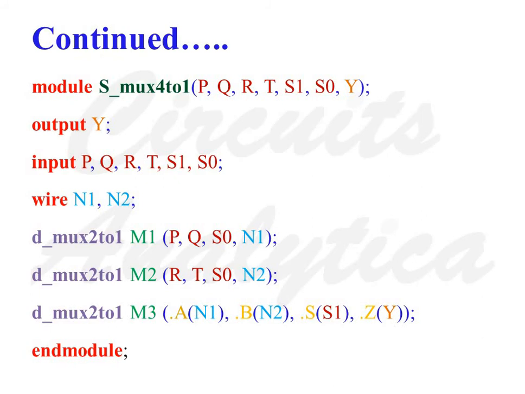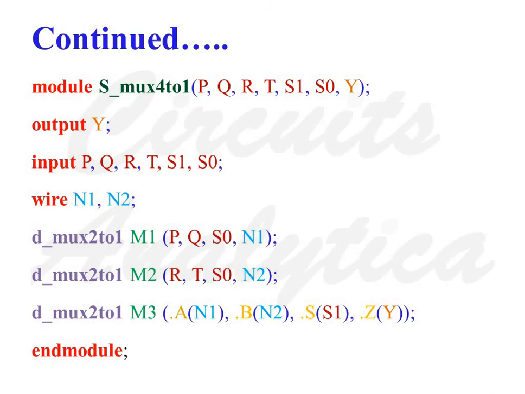The second port of the 2:1 multiplexer which we are using is B. Input channel T of the 4:1 multiplexer is connected to the B input of the second 2:1 multiplexer. The third input of the 2:1 multiplexer is S. Select line S0 is connected to the third input of the 2:1 multiplexer. And finally, the output of the 2:1 multiplexer Z is connected to internal signal or wire N2, close bracket semicolon.